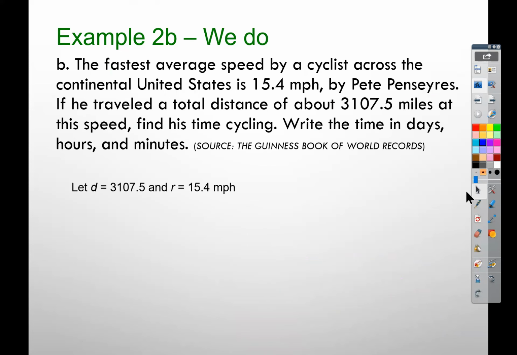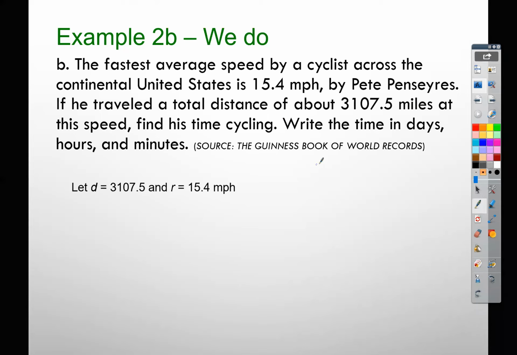All right, next. The fastest average speed by cyclists across the continental United States is 15.4 miles per hour by Pete Penseres. Let's go with that. If he traveled a total distance of about 3,107.5 miles at this speed, find his time cycling. Write the time in days, hours, and minutes.